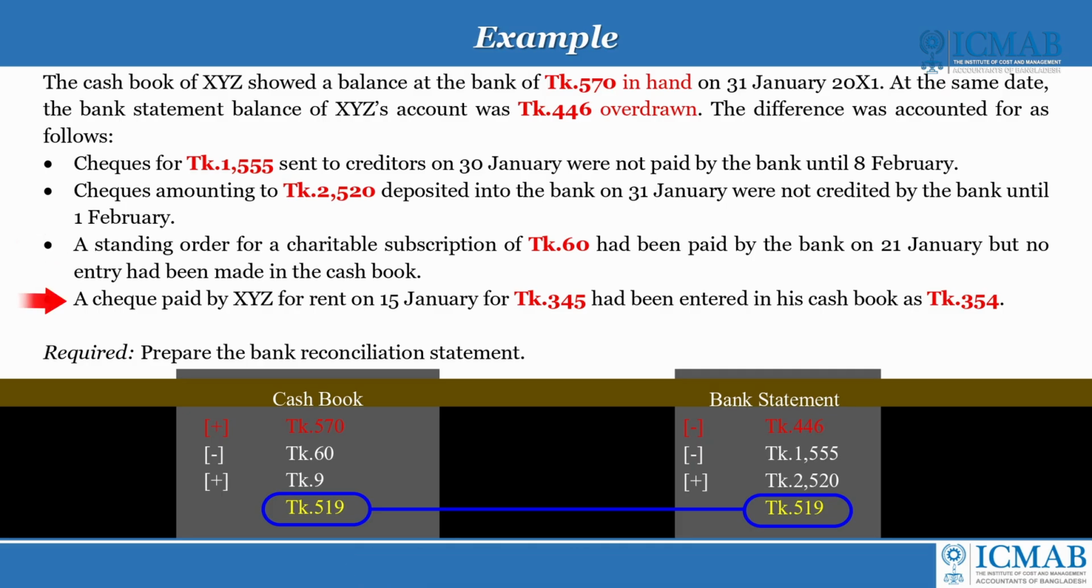Finally, the last difference was because of a check paid by XYZ for rent on 15 January for Taka 345, but it had been entered in the cash book Taka 354. Now, in case of cash book balance, we have to add this 9 Taka and deduct this 60 Taka from the ending balance shown in the cash book, that is 570. So if we add 9 Taka with 570 and deduct 60 Taka from the cash book balance, the balance of the cash book at the end of the month would be 519.